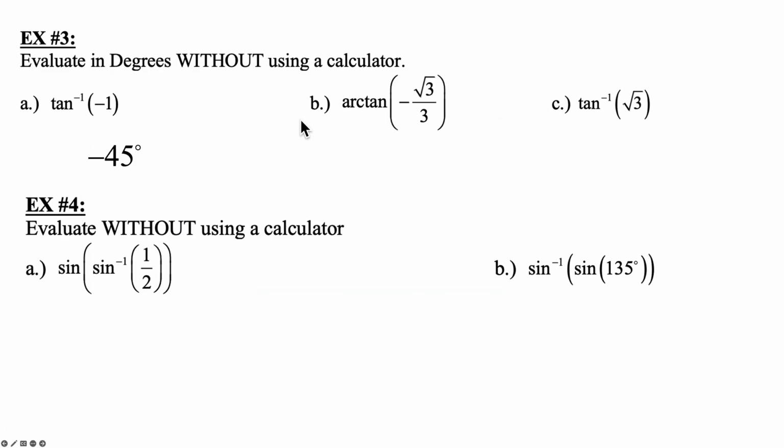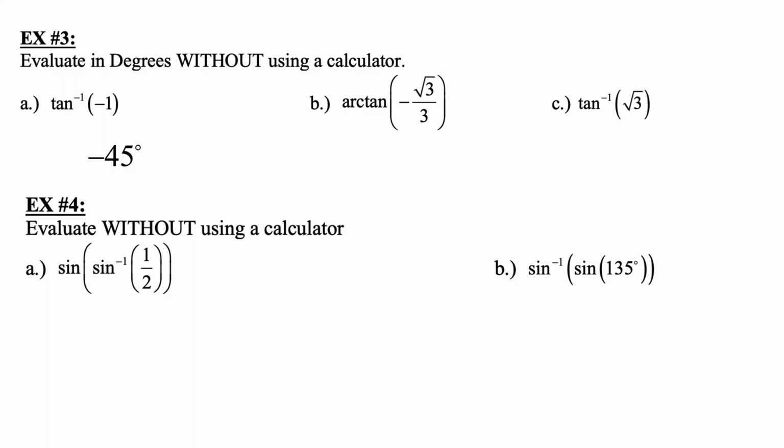All right, evaluate in degrees without using the calculator. Inverse tangent of -1. That's where your square root of 2 over 2 for both sine and cosine are divided, and you get a 1, so that's -45 degrees.